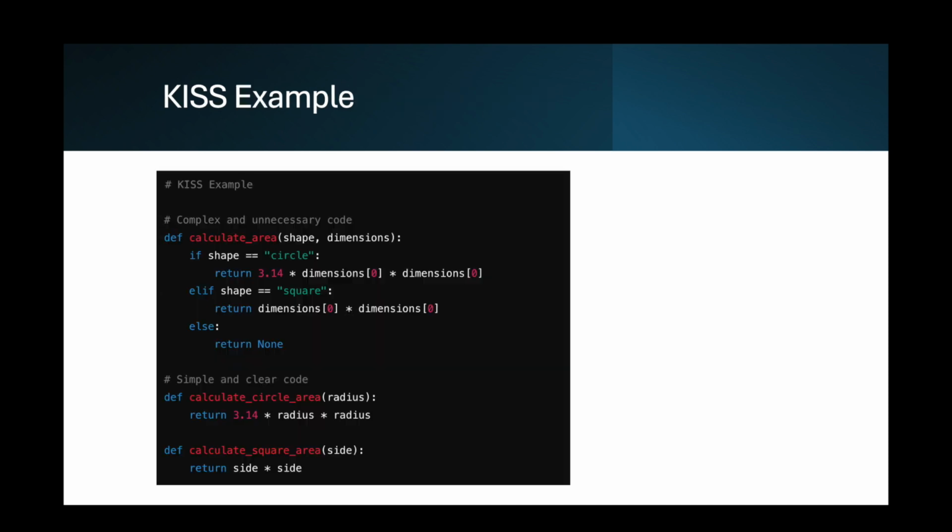So here is an example for KISS which is written in Python where I have a calculate area function which takes shape and dimensions as parameters, where I check if shape equals circle, return this, if shape equals square, return this, or return none. Now here is simple and clear code where I am splitting whatever we wrote above into two different functions: calculate circle area, and calculate square area, which are called directly. So instead of making it more complex, you can create simple functions and call them directly.